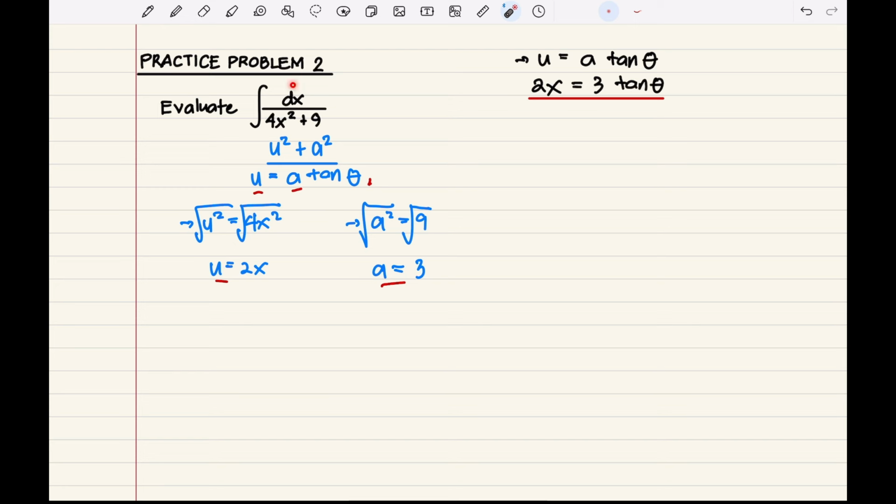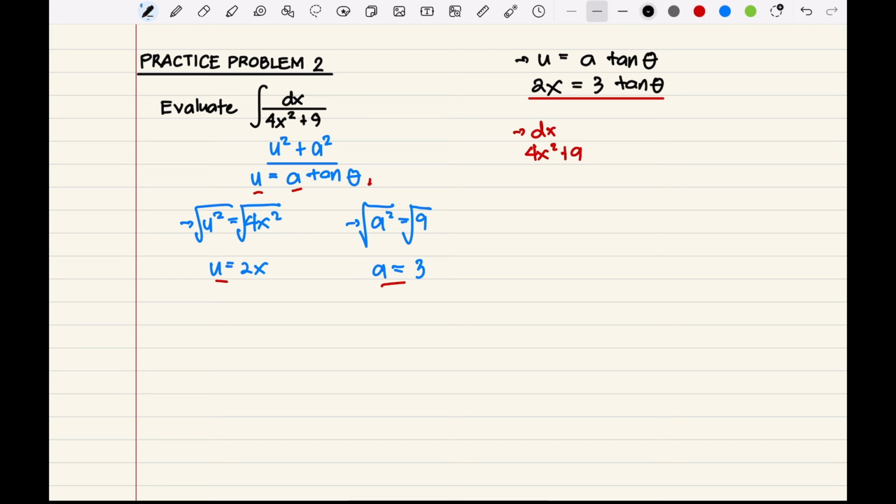Now, the very goal of trigonometric substitution is to transform yung mga x variables dun sa integrand natin into its corresponding trigonometric function with the variable theta. So we need to find a substitution for differential x in terms of theta and a substitution for 4x squared plus 9 in terms of theta.